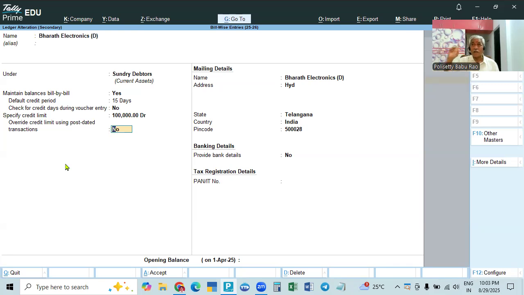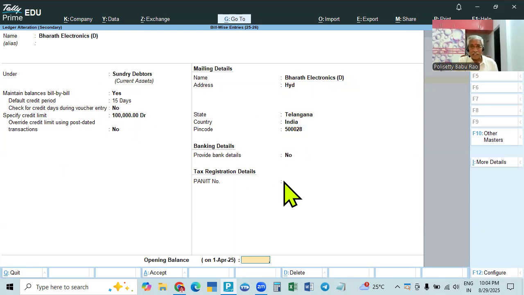But the credit, already given the post-dated check, if it is bounced, then what is the problem? There is a problem. That is why, with using the post-dated transactions, you should not override the credit limit. Make it no. So limit is 1 lakh. So make all the entries.